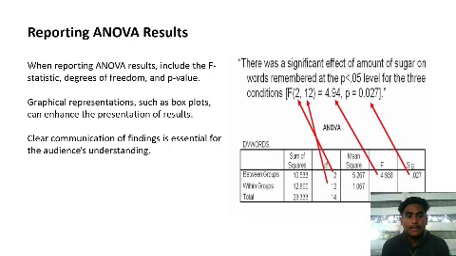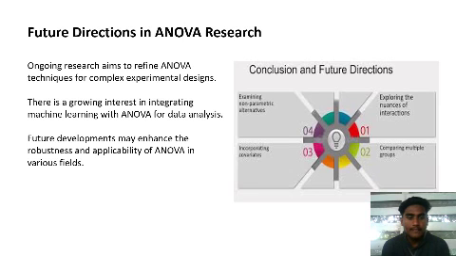Reporting ANOVA results. Reporting ANOVA results includes the F statistic, degrees of freedom, and p-value. Graphical representations such as bar plots enhance the presentation of results. Further development may enhance the robustness and applicability of ANOVA in various fields.